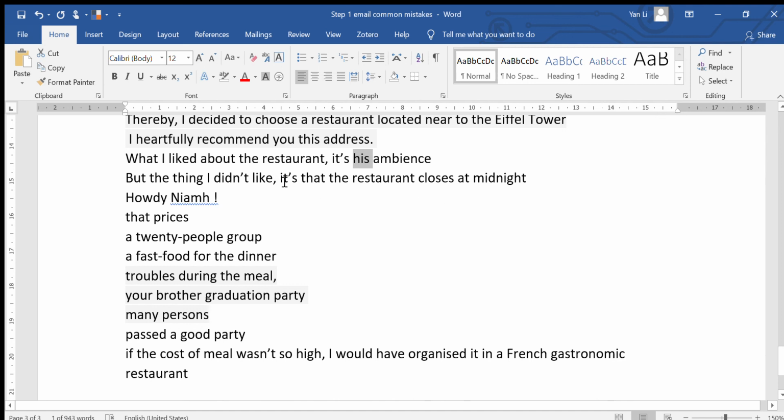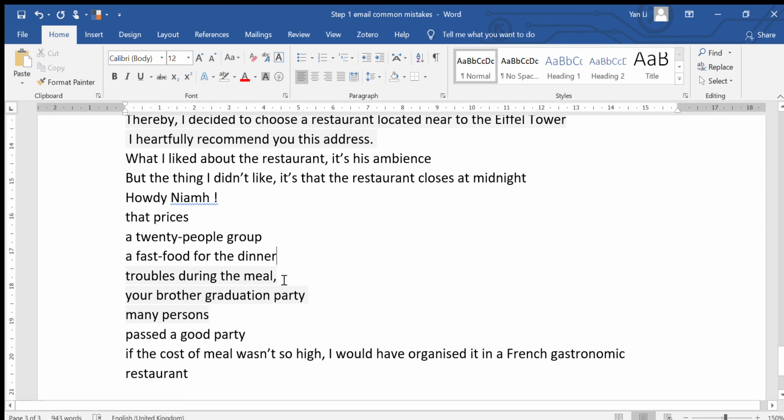This is so French. "The thing I didn't like, it's that," "c'est que," "la chose que j'ai pas aimé, c'est que." No, just do it in English. Subject, verb, object. I didn't like that the restaurant closed at midnight. "Howdy": are you in Texas? No, don't use "howdy." "That prices" should be "those prices." A 20-person group, okay? "Person" here is part of the adjective describing "group," so it's singular. "A fast food for the dinner": "un fast food" is not the same in English, so a fast food restaurant or a fast food diner or something.